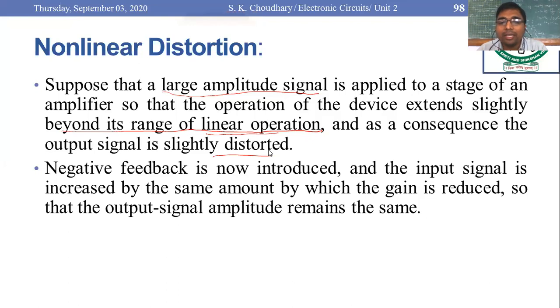We would try to increase the amplitude of the input signal by the same amount by which the gain is reduced, so that the output signal amplitude remains the same. To maintain the output signal level, we increase the input signal level by the same amount by which the gain is reduced.